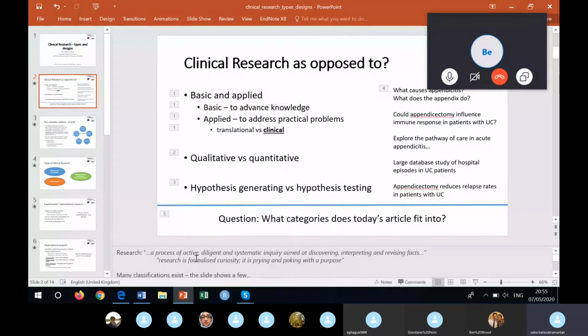And then in terms of basic versus applied, translational versus clinical, this is clearly a clinical project, yeah? Yeah, absolutely. And I would say it's applied to address the practical problems. And in terms of the last classification, hypothesis generating versus testing?